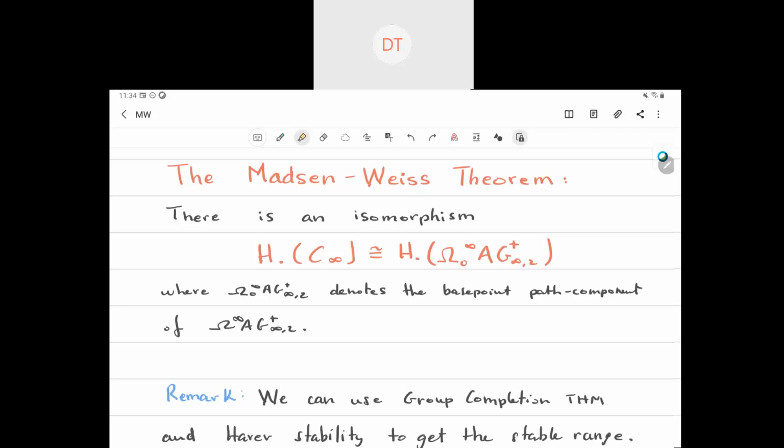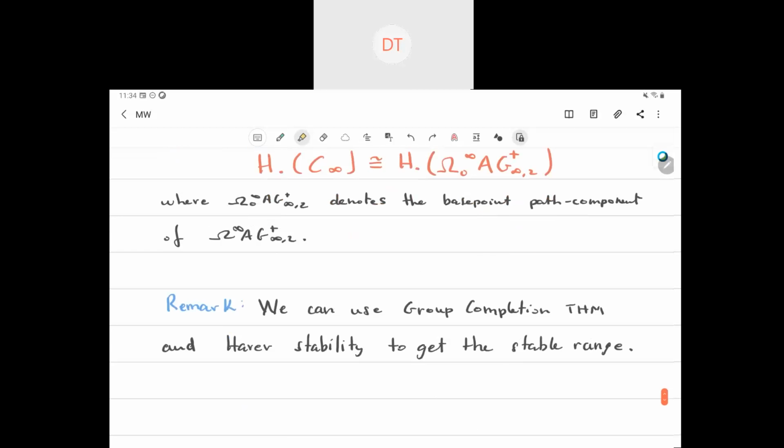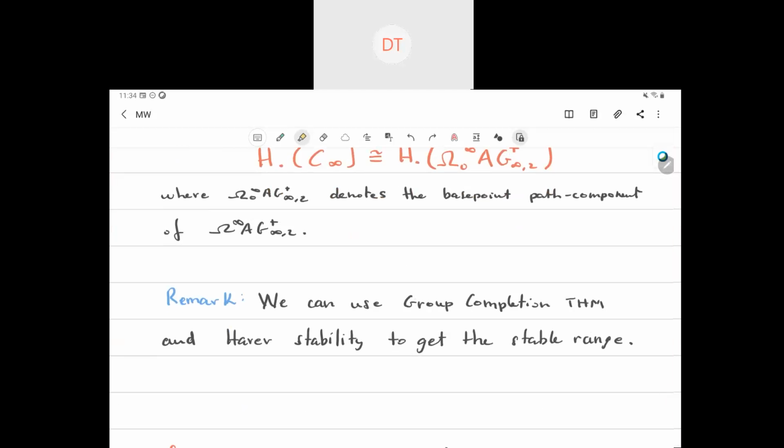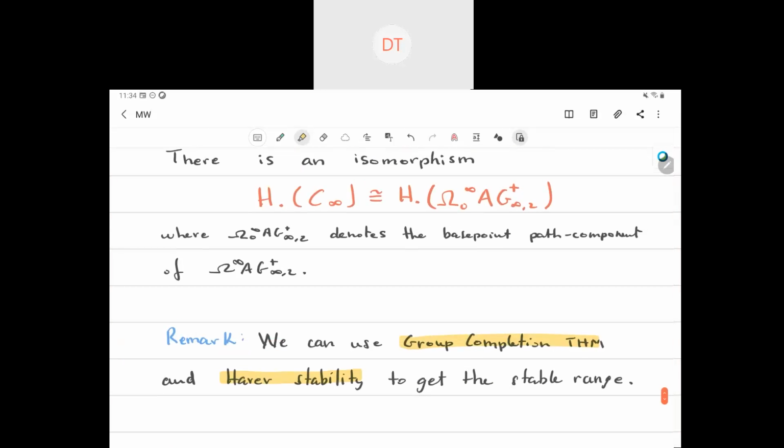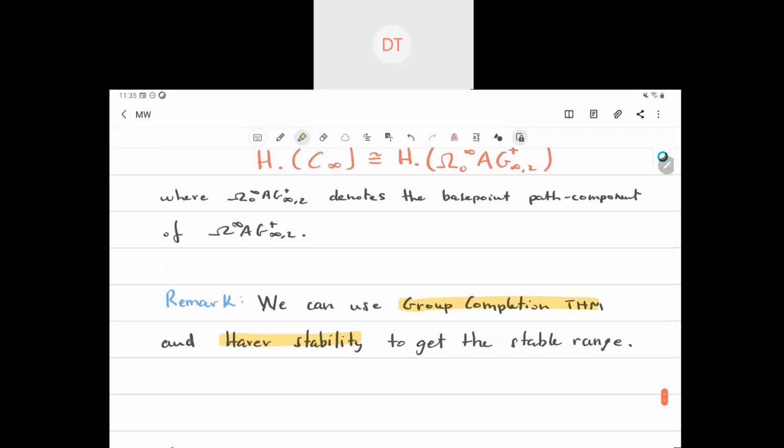And apparently here in the theorem, we don't see the mapping class group of a surface. So we can take this statement of the theorem, and one uses the group completion theorem, which we have discussed in class, and homological stability. Homological stability allows us to replace this infinity by a range, and it tells us in which range this holds. So we know that it holds in the limit, but we would like to take it back.